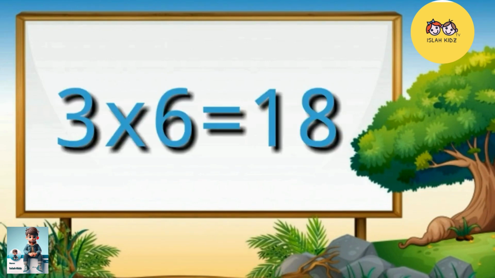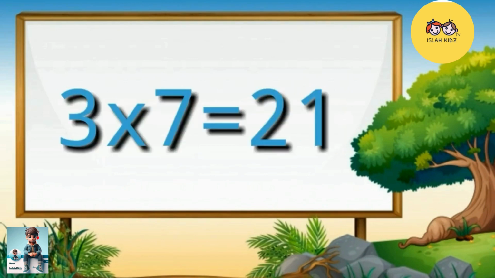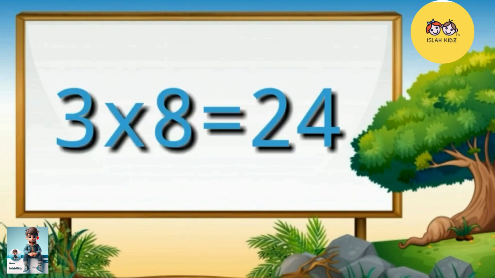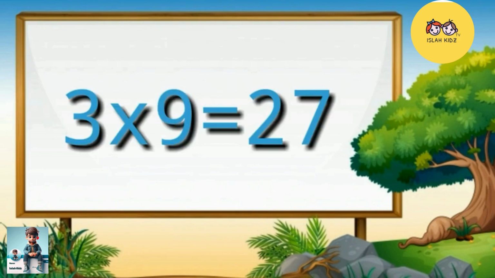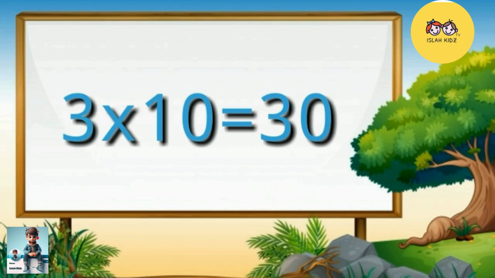3 sixes are 18. 3 sevens are 21. 3 eights are 24. 3 nines are 27. 3 tens are 30.